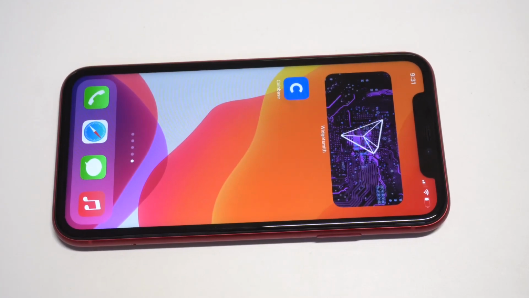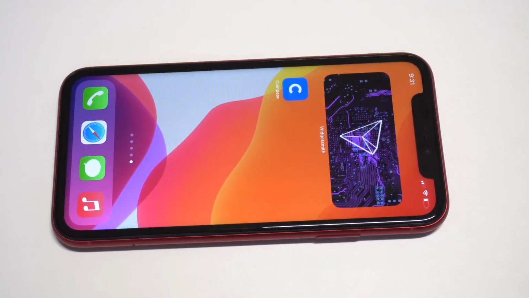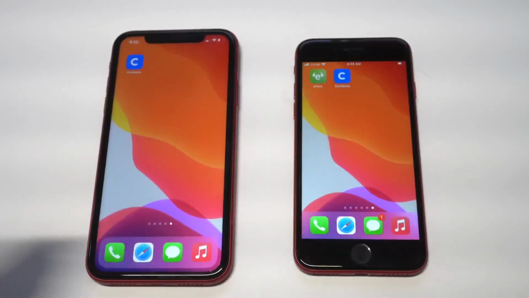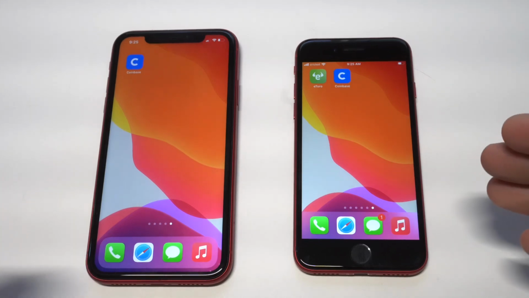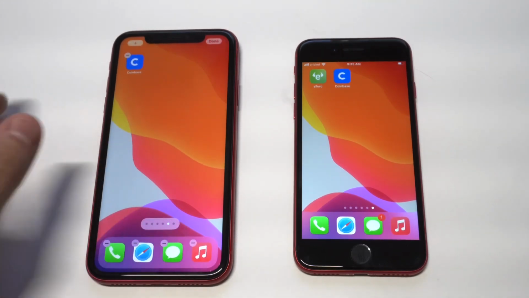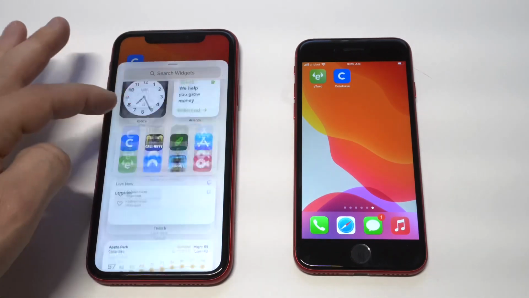I'm going to be going over ways that you can earn money using the Coinbase app and talking more about the iOS 14 widgets that are freaking awesome. Okay, so I've got the iPhone 11 right here and the iPhone SE 2. Now, I want to talk about the widgets first before I actually get into making some money with Coinbase.